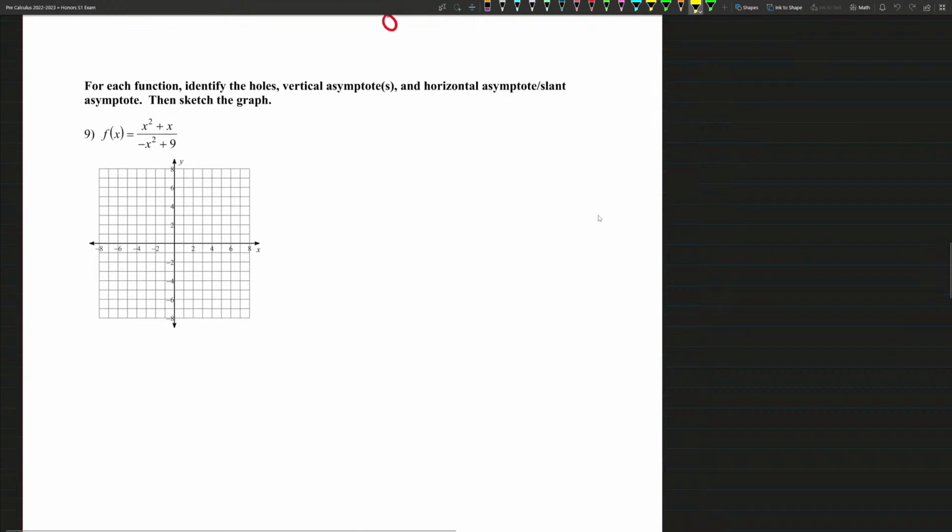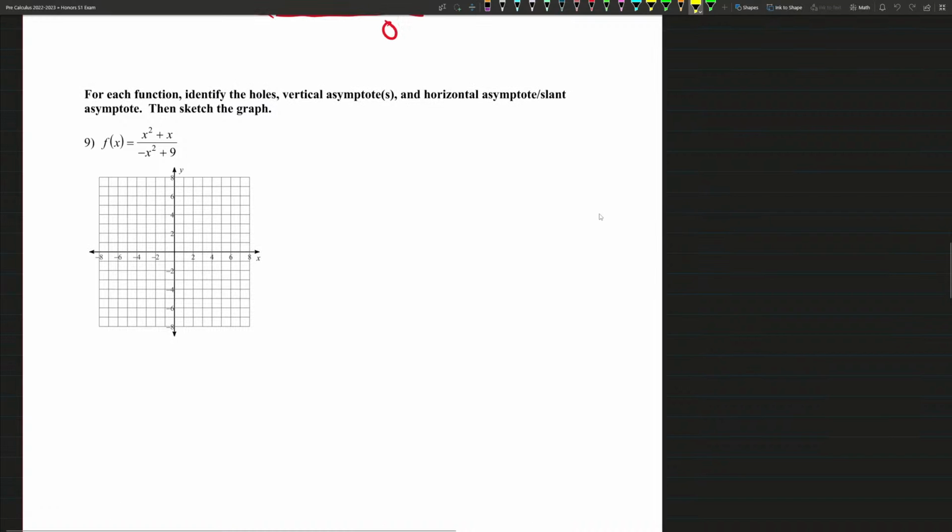All right, but regardless, number 9 and 10 say for each function, identify the holes, the vertical asymptotes, and horizontal or slant asymptotes, and then sketch the graph. So the first thing we should always start to do is try and find holes if there are any.